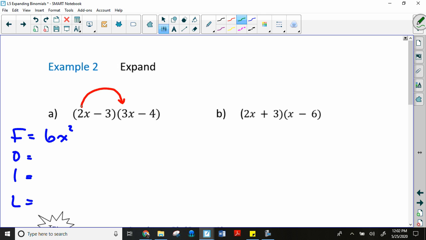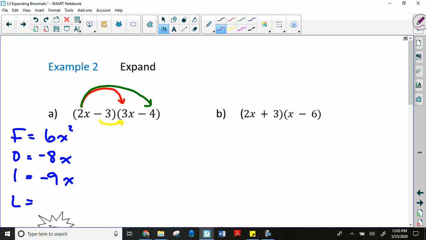Then first, outside, O: 2 times -4 is -8, and then the x goes along with that one. The two middle ones are always just going to have an x in them for our course. Okay, for our course. -3 times 3 is -9, and then there's an x.